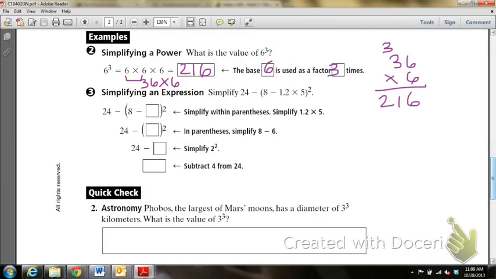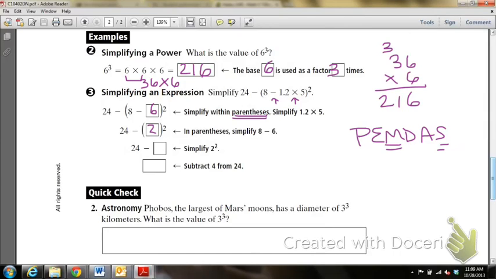So now we're going to actually work out a big order of operations problem. You're going to simplify this whole big thing. Remember, you always go to the parentheses first. So in the parentheses, I have subtraction and I have multiplication. And according to PEMDAS, you have to multiply before you can do the subtraction. So 1.2 times 5 is going to be 6. Now, within the parentheses, I do 8 minus 6, which is 2.